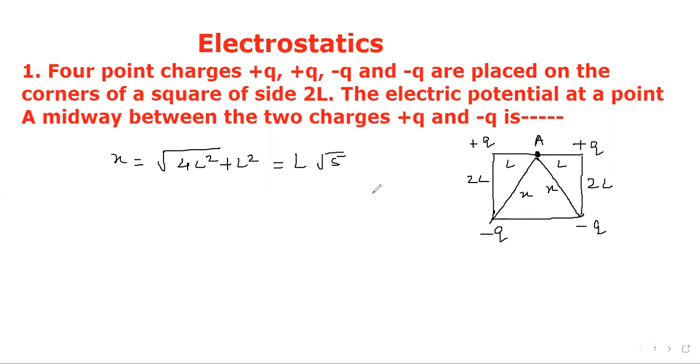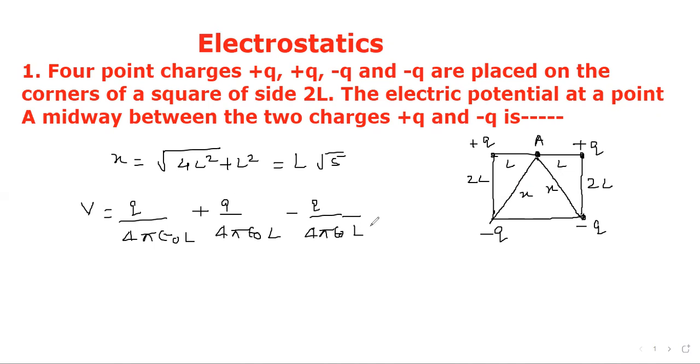Now potential at point A will be Q divided by 4 pi epsilon naught L due to this charge, then Q divided by 4 pi epsilon naught L due to this charge. Now due to this charge, it will be minus Q divided by 4 pi epsilon naught L root 5, and due to this charge, it will also be the same, minus Q divided by 4 pi epsilon naught L root 5.